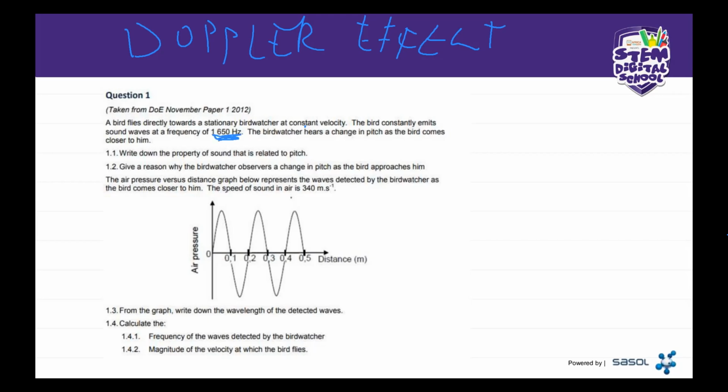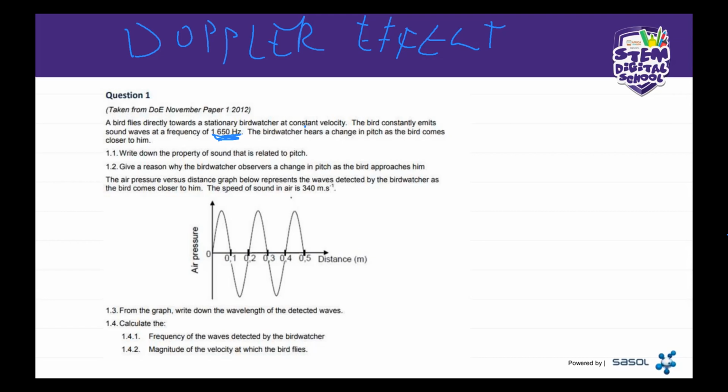So the bird watcher hears a change in pitch. What they basically mean here is that as the bird comes closer to the listener, there's a change in the pitch of the sound that the bird emits. So once you see a problem like that, once you hear a change in pitch, a change in anything when it comes to sound, you already know that they're talking about the Doppler effect. They're not going to write on your paper that this is a Doppler effect, but you will have to recognize a question that requires it when you see it.